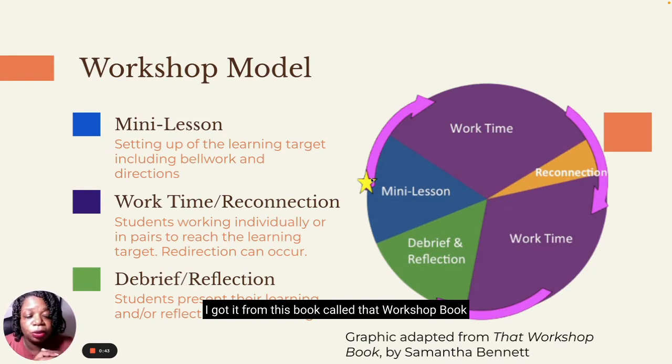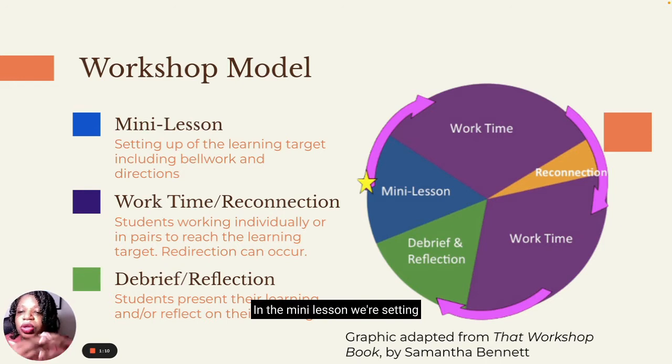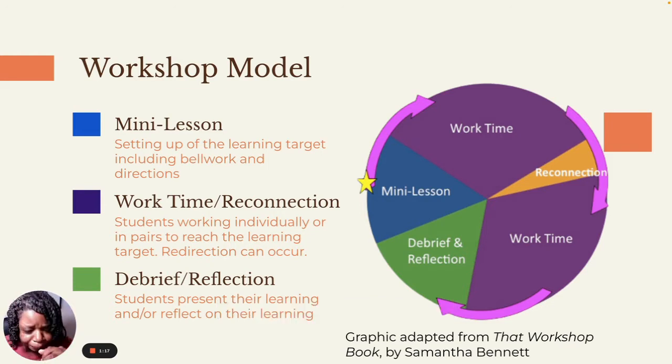I got it from this book called That Workshop Book by Samantha Bennett. And she kind of explains it like this, and the graphic helps really support this. You start off with planning a mini lesson. It's not that much of the class time. Typically, about 10 to 15% of your class time is dedicated to the mini lesson. In the mini lesson, we're setting up for the learning target. It could include bell work, and it's especially including directions to set up the work time.